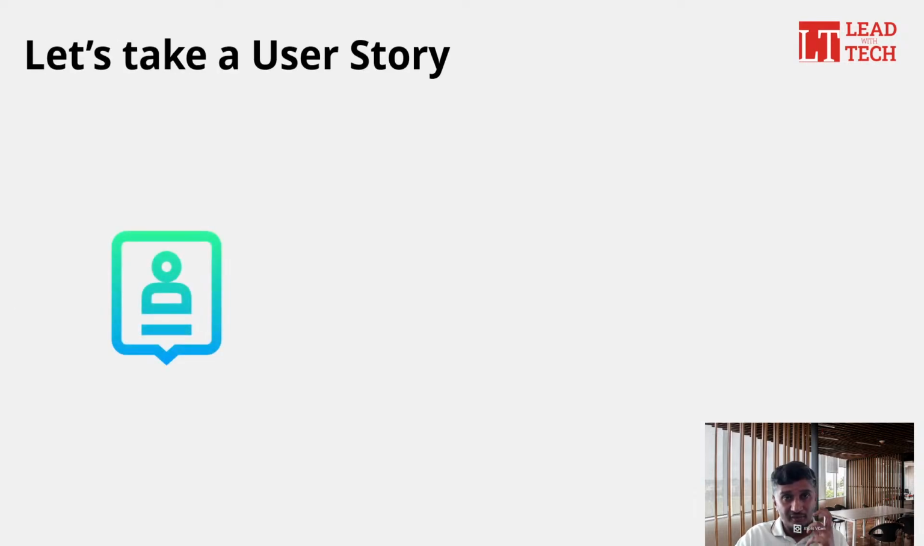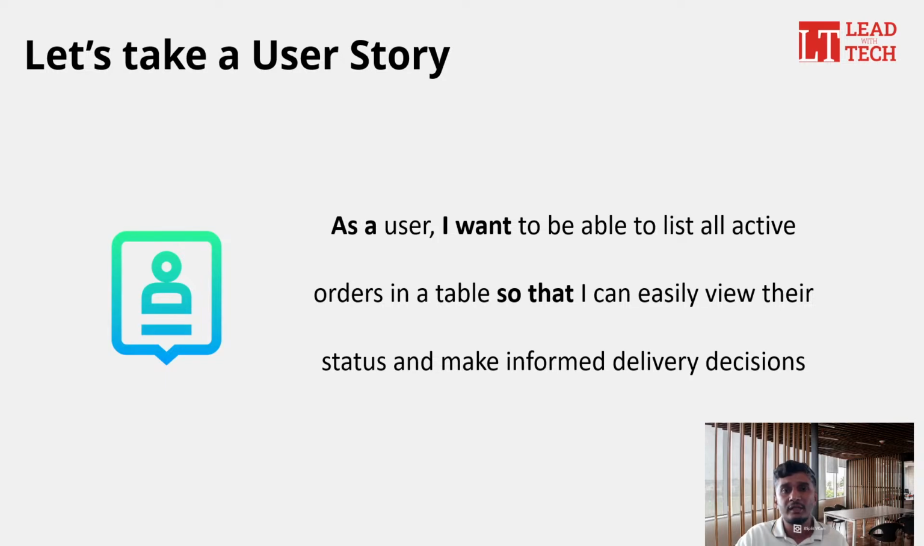Now let's look into a particular user story that we will consider for the rest of this session. Take a scenario where you have a story: as a user, I want to be able to list all the active orders in the table so that I can easily view their status and make informed delivery decisions. This is a user story that you get from your product manager, product owner, or scrum master. Let's assume for the sake of this session there is no backend API and no front-end UI. You're going to write end to end as a full stack engineer.